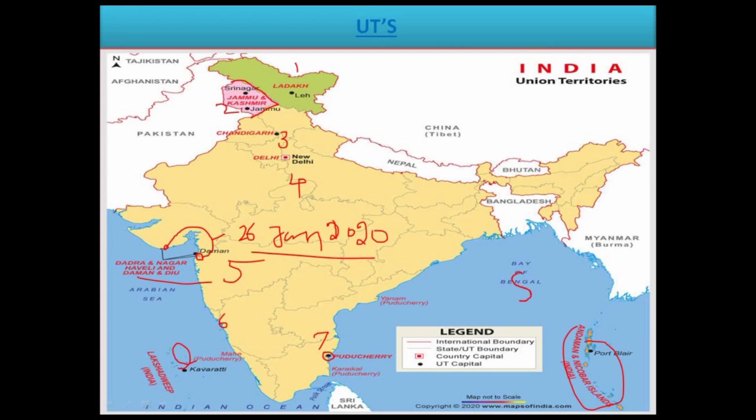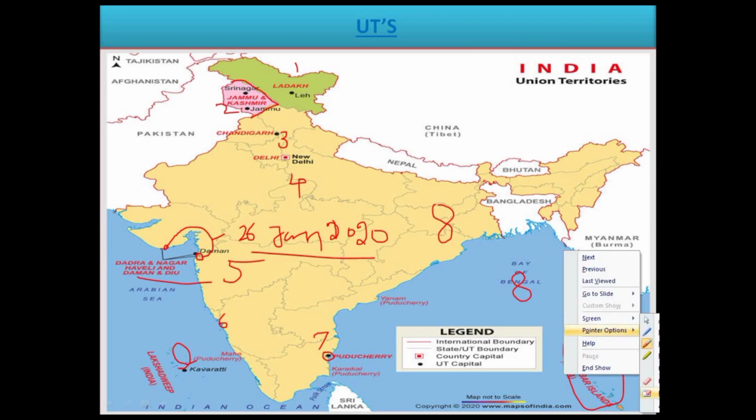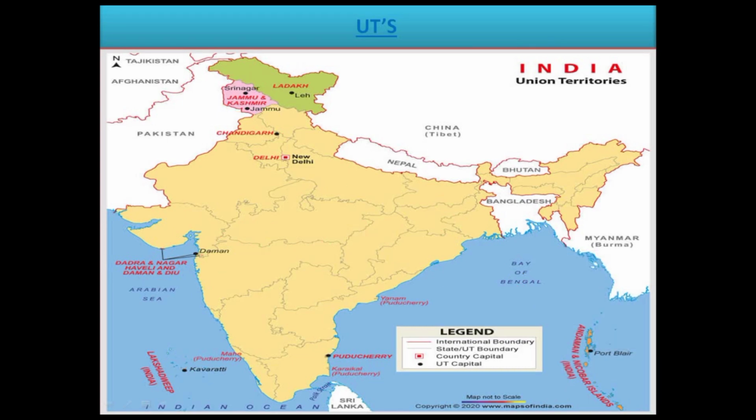Okay, I hope you are clear about these things. I will make this clear so you can understand in a better way. See here, we already counted and we understand where all these union territories are located and how we got the 28 states and 8 union territories.